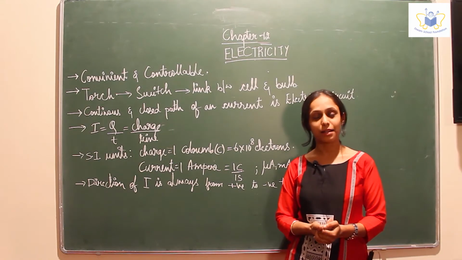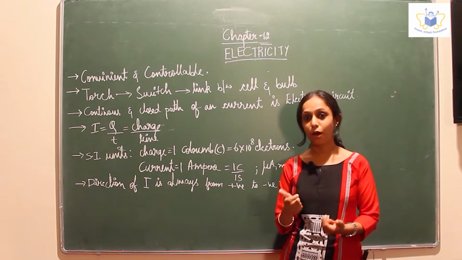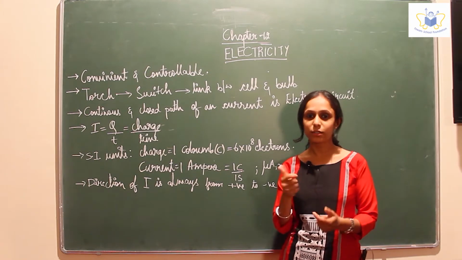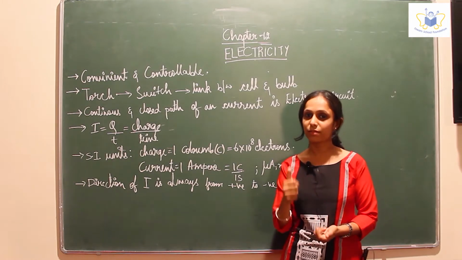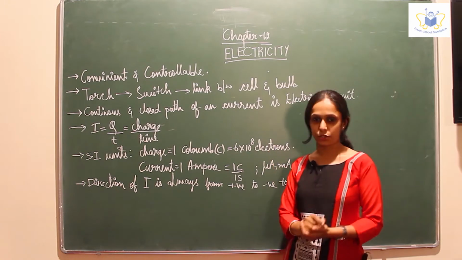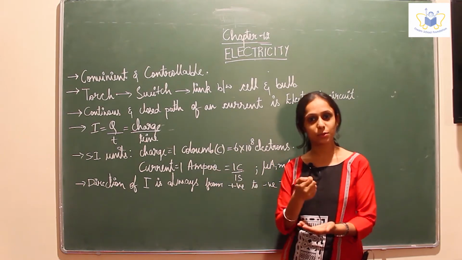Next, the basic example can be taken as a torch. So how do you think a torch produces light? Just by clicking on a switch, the torch gives light. So what does that switch do? You all have a torch in your home, right? So what is a switch basically? Maybe your regulator or fan switch or a switch in a torch.